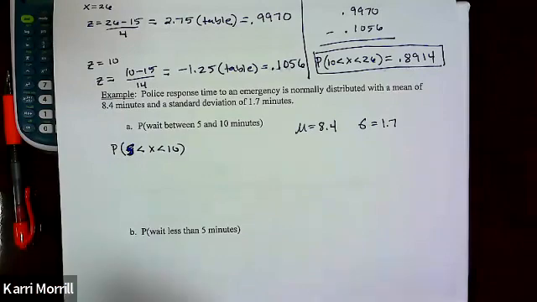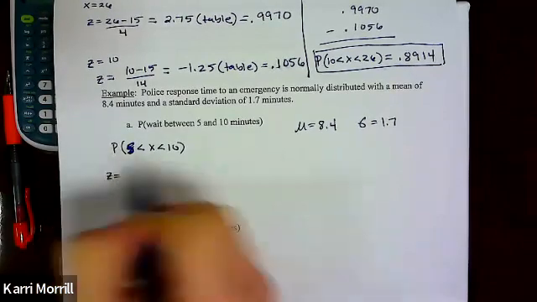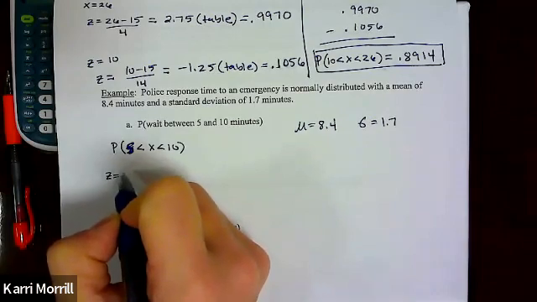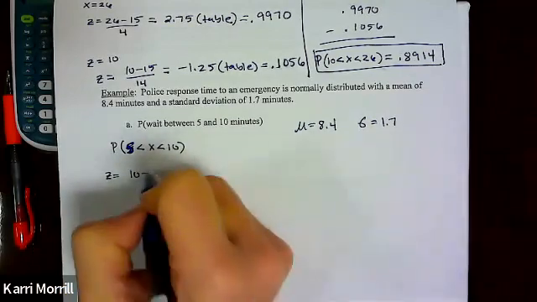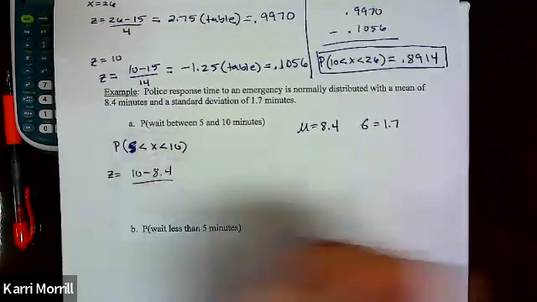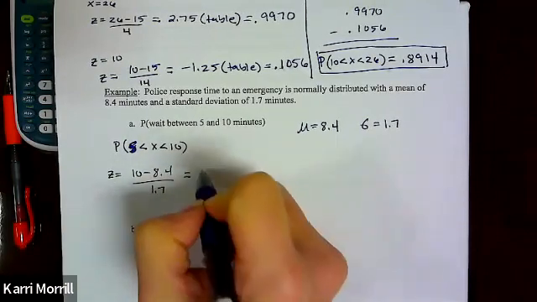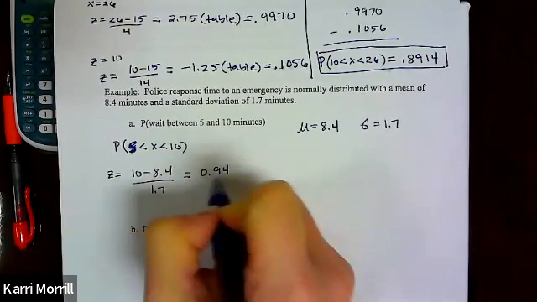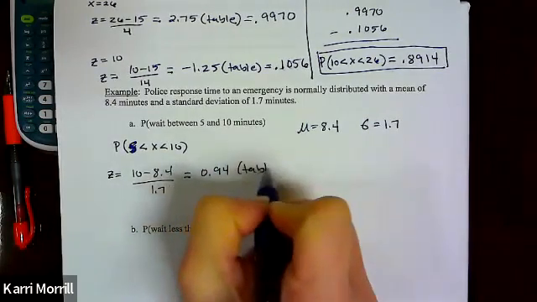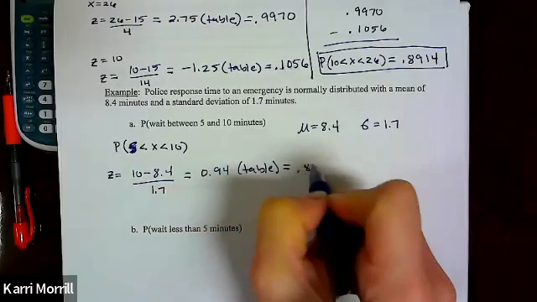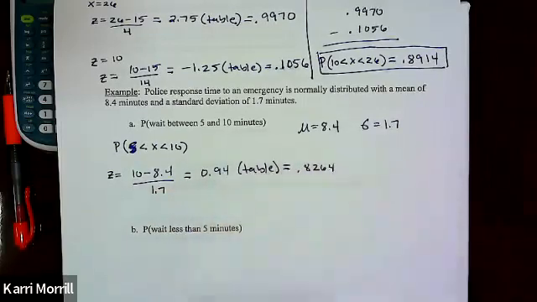That's what we did below. So our 10 minutes, let's do our 10 minutes. We'll be taking 10 minus our mean of 8.4 divided by our standard deviation of 1.7. And so for 10 minutes, when you do that, it would be 0.94. And then you go to your table, and the table value that correlates with that is 0.8264.